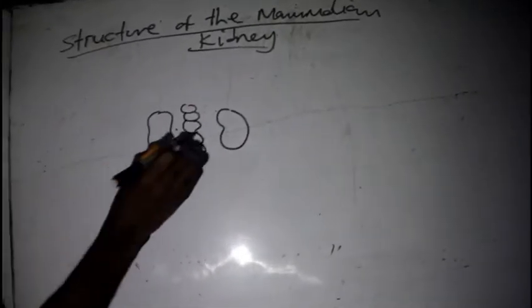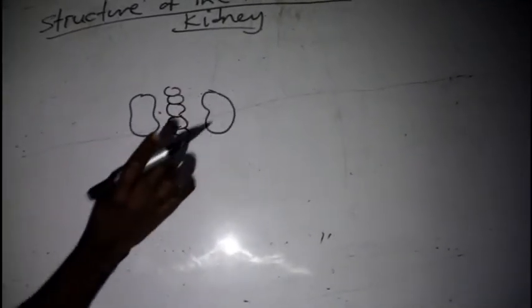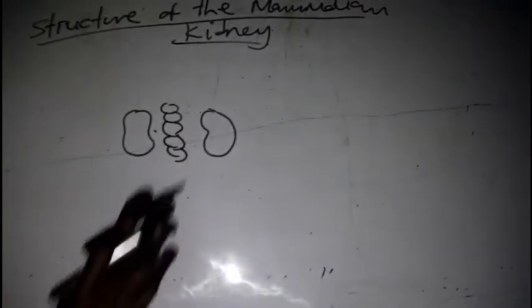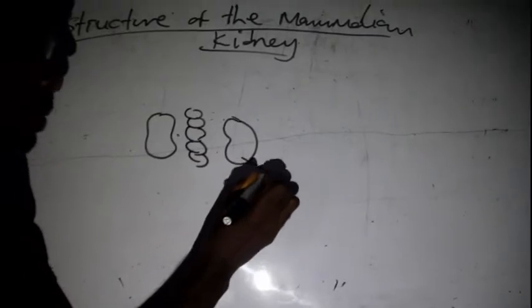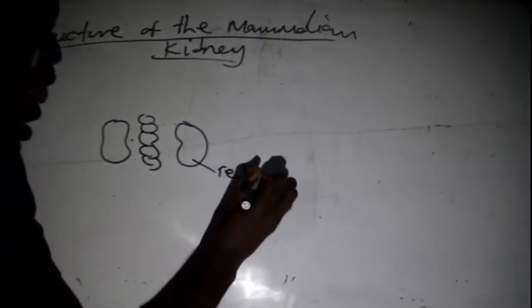The kidney is a bean-shaped structure. You can see the diagram. It looks like a bean. It's a bean-shaped structure that is reddish-brown in color.